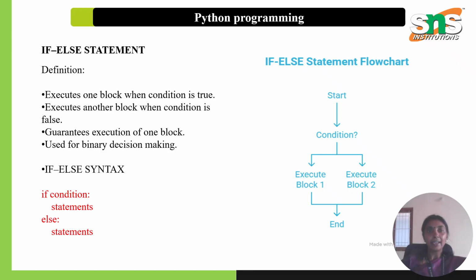Next one is the if else statement. It executes one block when the condition is true and executes another block when the condition is false. It guarantees execution of one block. Used for binary decision making. If else syntax: if the condition is true, statement, otherwise else statement. This is the flow chart. If the condition is true, execute block 1, otherwise it will execute block 2, and then it will come to the end.